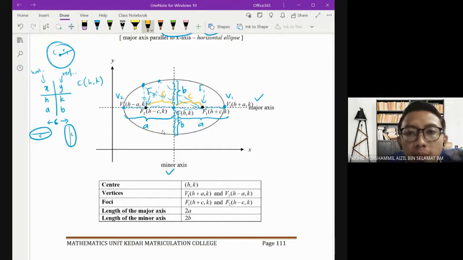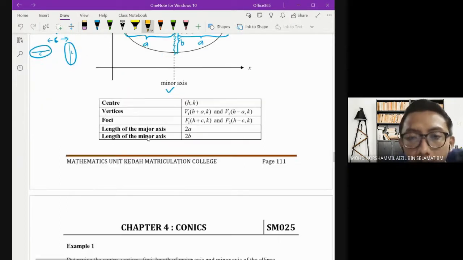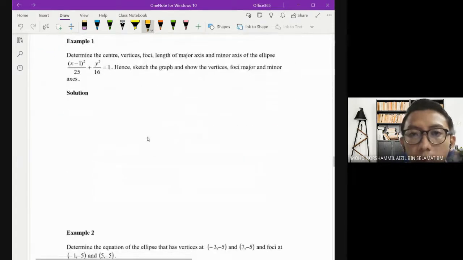Okay, dapat idea dah. So H, K center, lepas tu A dekat major axis, dia secara horizontal. Yang B pula secara vertical, and C ni terpulang kepada yang mana major. Kalau majornya horizontal, dia duduk horizontal dan jaraknya antara center ke foci. Okay, itu saja C. Benda senang je lah benda ni. Ini saja 5 perkara.